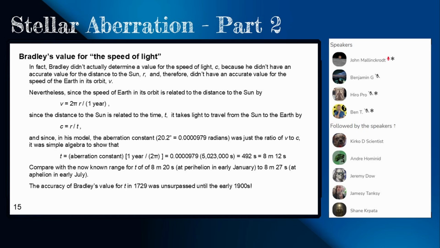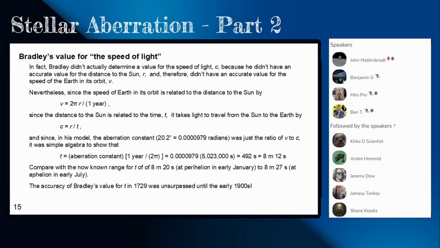He knew that, and since his aberration constant, which he had as 20.2 arc seconds, which is 0.0000979 radians, he knew that that angle was just the ratio of V to C. So it's simple algebra from those equations to show that the time it takes light to get to the Earth from the sun is just the aberration constant times 1 year divided by 2 pi.